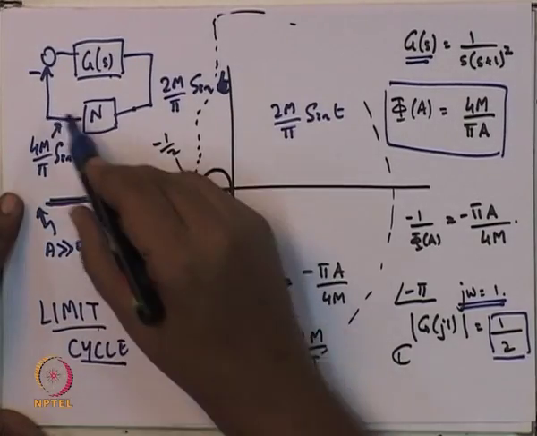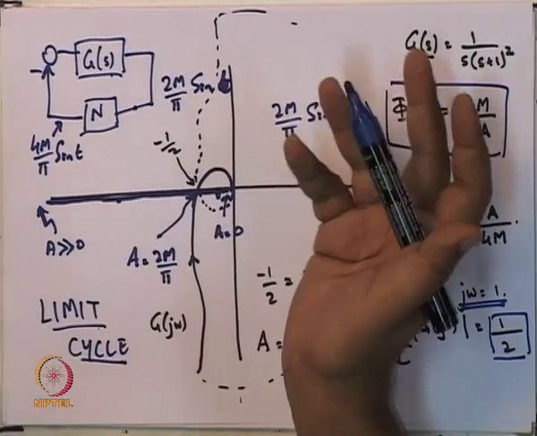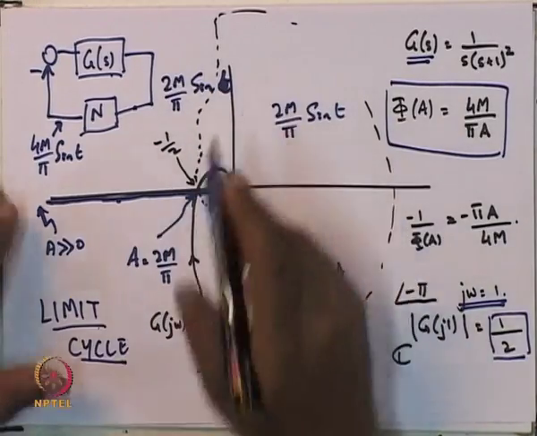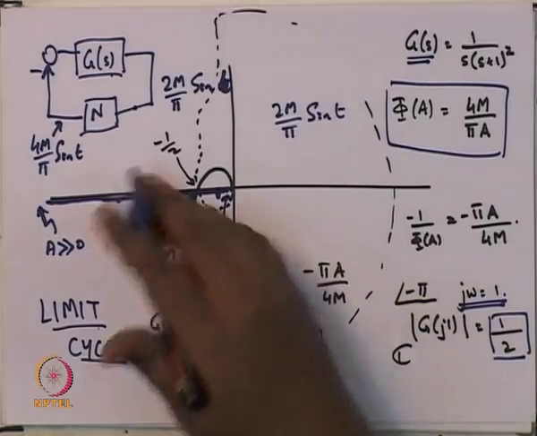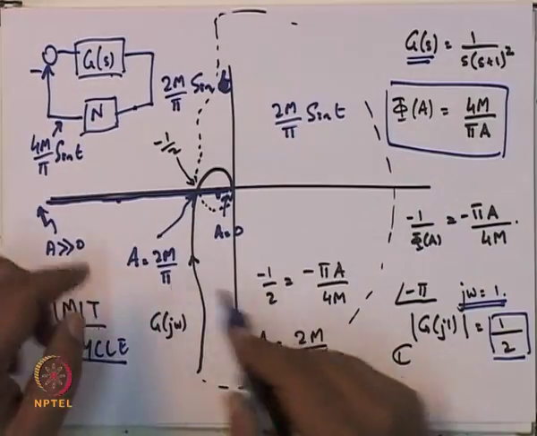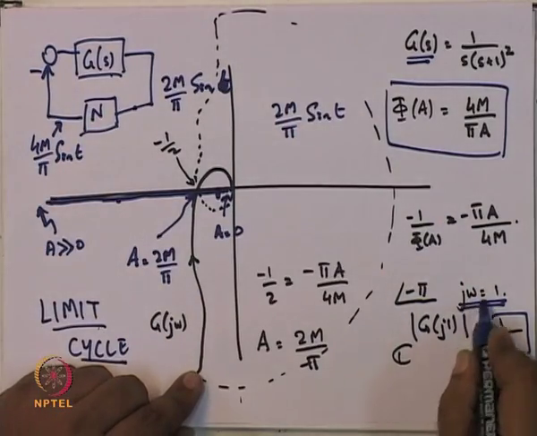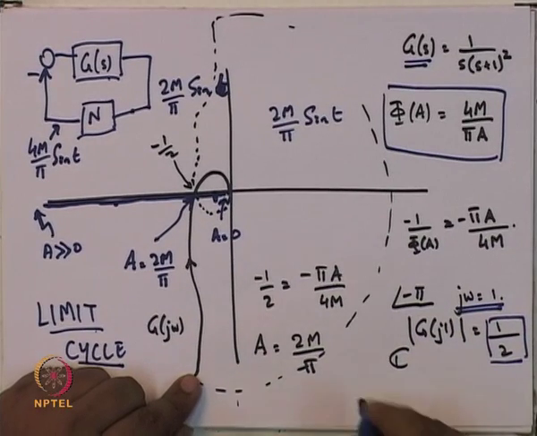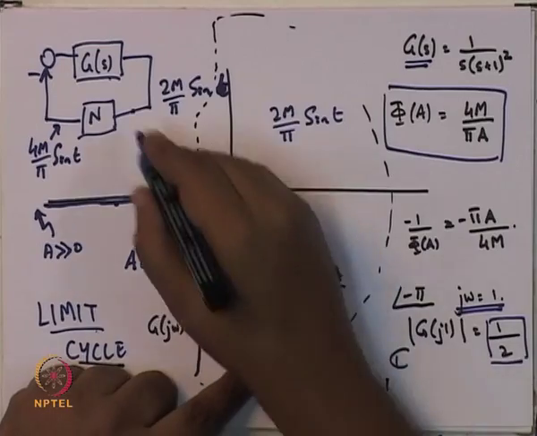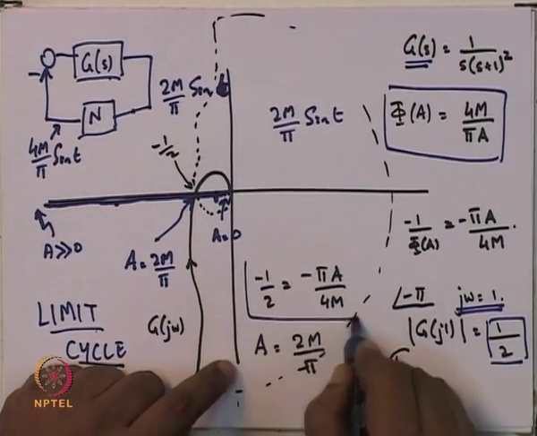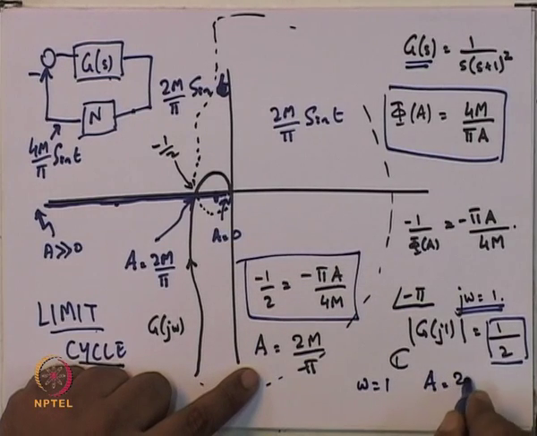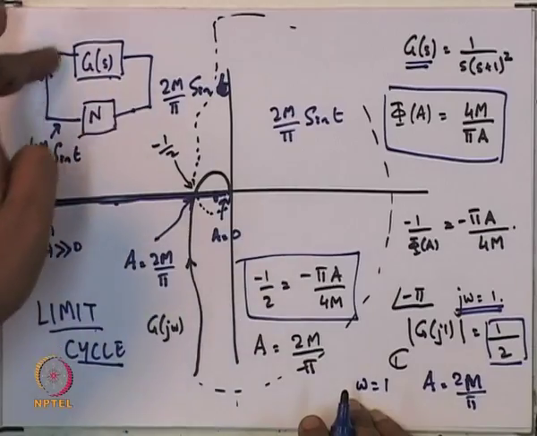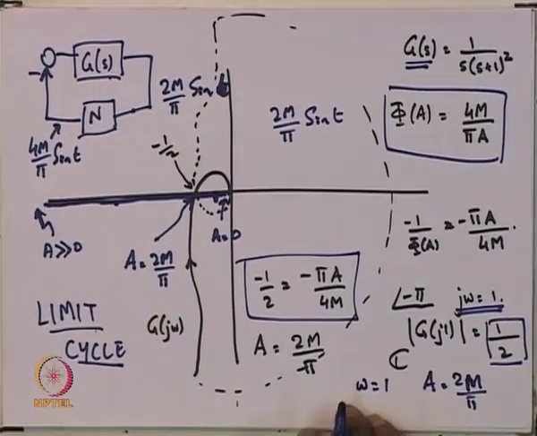Now, for the limit cycle, the time period of the limit cycle is going to be pi, because this sinusoid has a period pi. And since you can talk about the time period, you can also talk about the frequency, and the frequency is the frequency that we have read off from the Nyquist plot of the linear plant. That means the frequency is omega equal to 1. So, the frequency is omega equal to 1, and the amplitude is the amplitude that you can read off from this equation. And so, the amplitude is 2m by pi. So, with this amplitude and this frequency, you can expect a limit cycle to go around in this closed loop system.